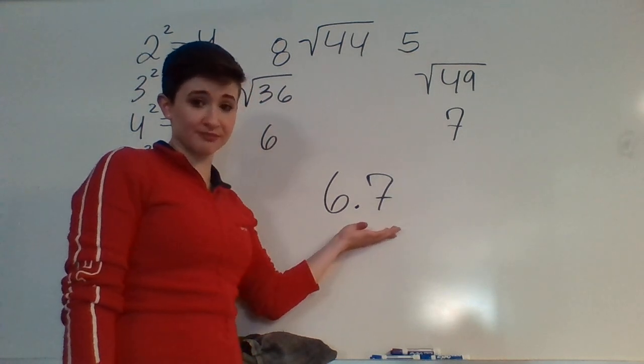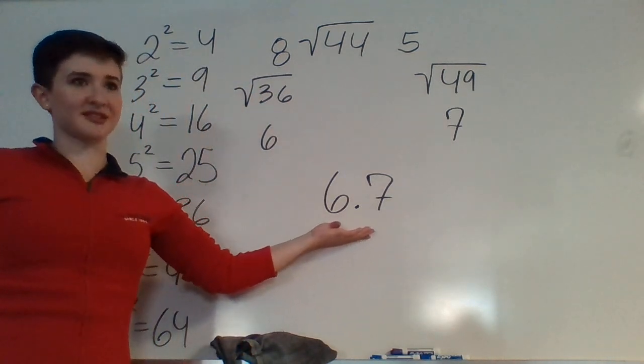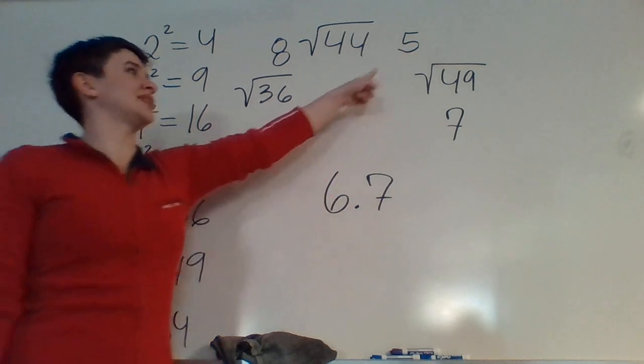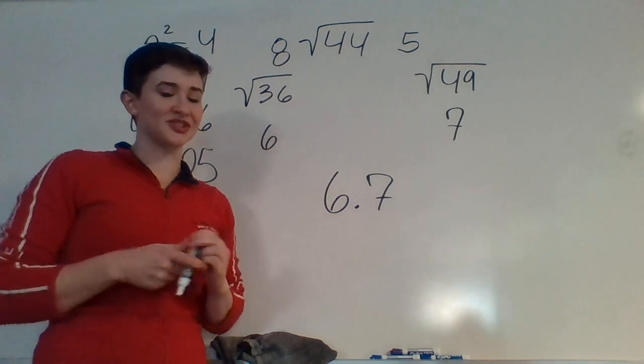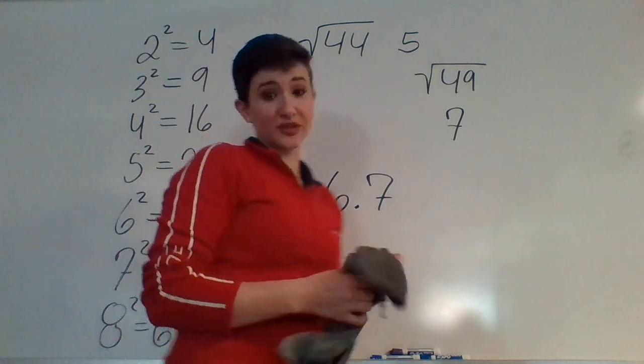Okay, somewhere in this range. That's what you're looking for. Really somewhere above 6.5 because it's closer to 49. That's good. Let's do one more, and this one I'm going to have you look on your perfect squares list for.